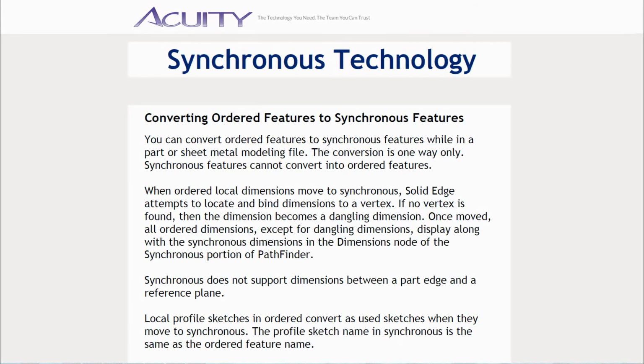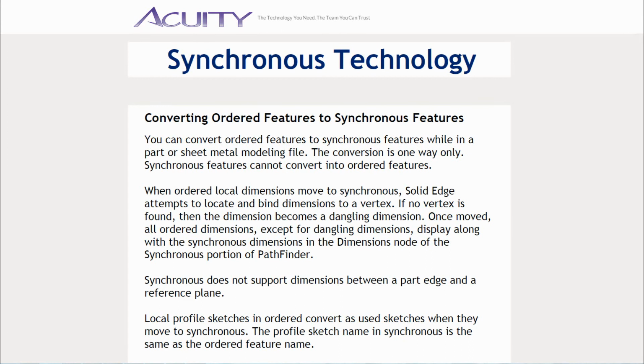Last, I want to cover converting ordered features to synchronous features. The first thing to know about converting an ordered feature to a synchronous feature is that it is a one-way process. Synchronous features cannot be converted into ordered features. To convert an ordered feature, just right-click it and select Move to Synchronous.